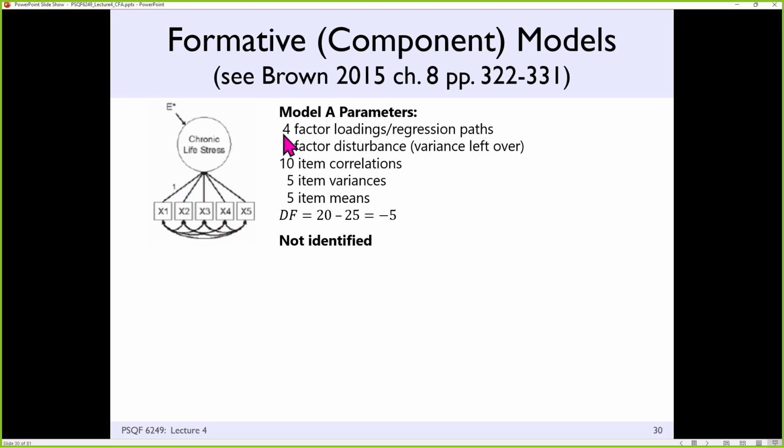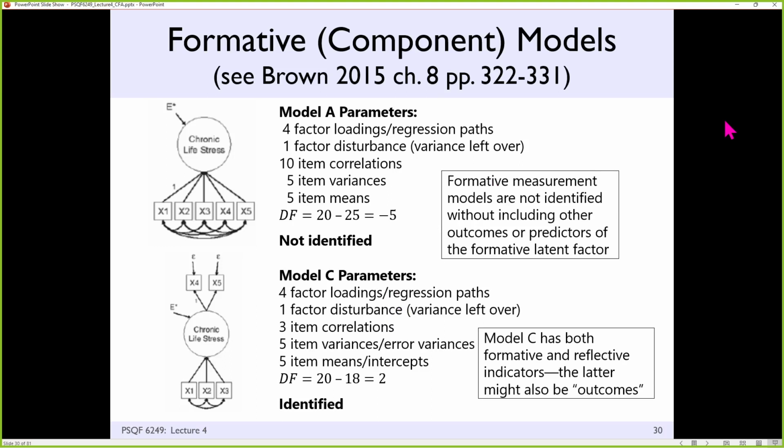So if I have 4 loadings here, one variance of this factor, which is called a disturbance, which means leftover factor variance for something that's been predicted, but I've got the 10 correlations here and the 5 variances and the 5 means, I'm at -5 degrees of freedom. So on its own, formative constructs are not identified. The only way that you can possibly do this is to stick other stuff in the model. So this picture then is identified.